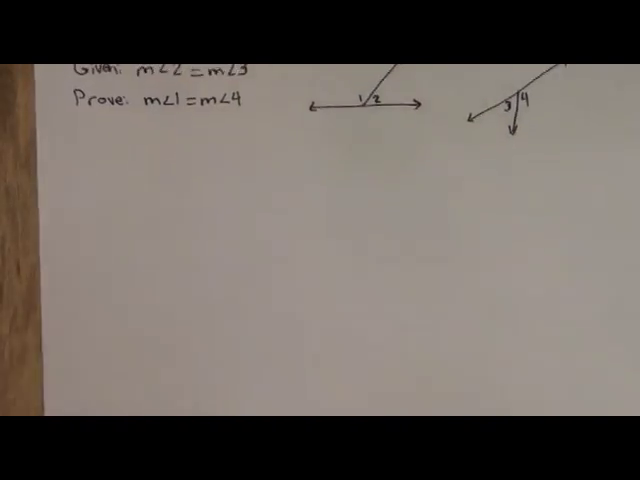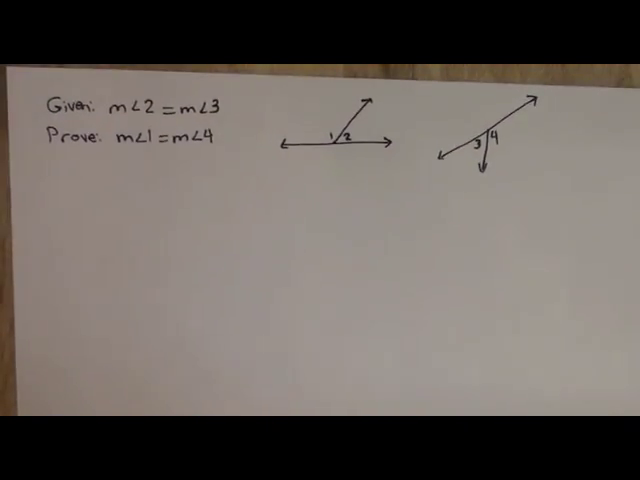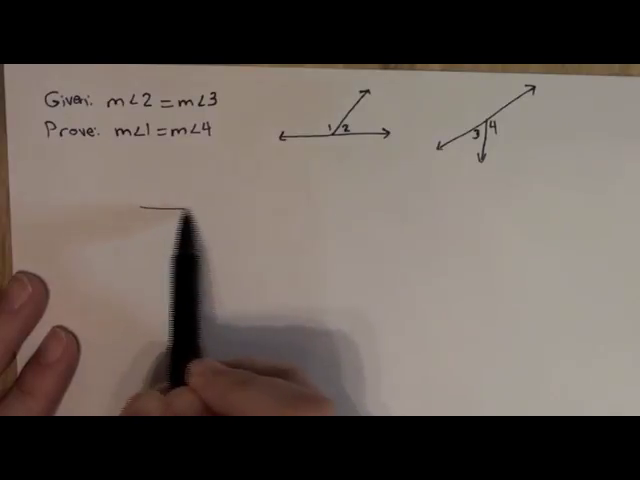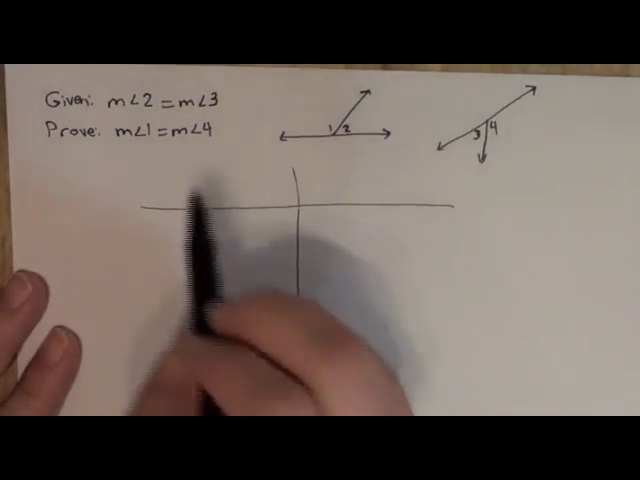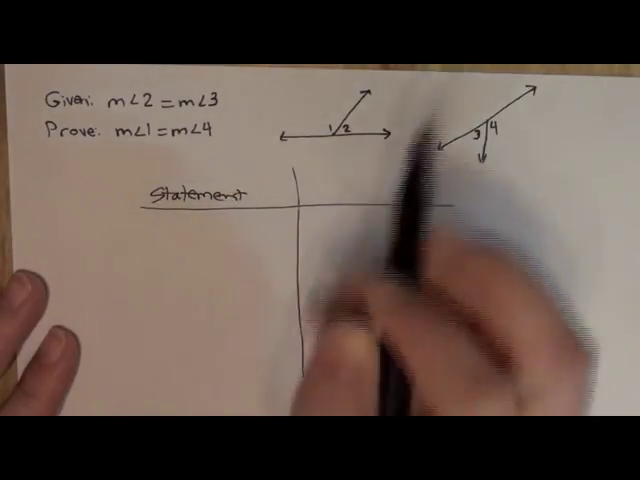Third proof. A little bit longer. Here we go. The measure of angle 2 is equal to the measure of angle 3. That's what's given. And we're trying to prove that the measure of angle 1 equals the measure of angle 4. For this proof, we're just going to do the 2-column proof for space on the paper. It's a little bit longer than the others. And we're going to start 2 columns, just as before, the statement and reason.